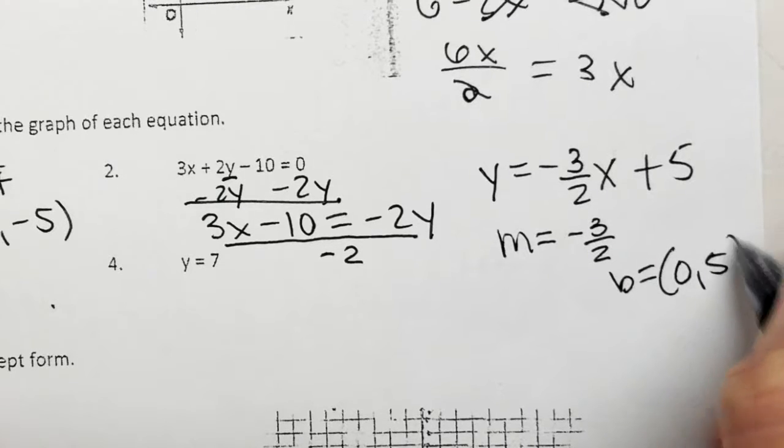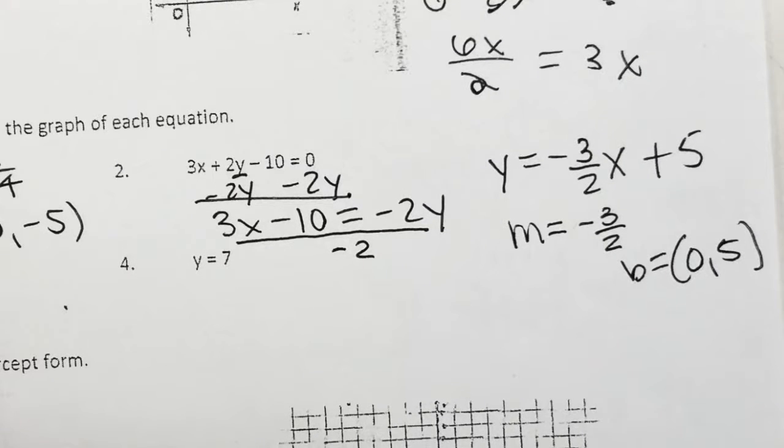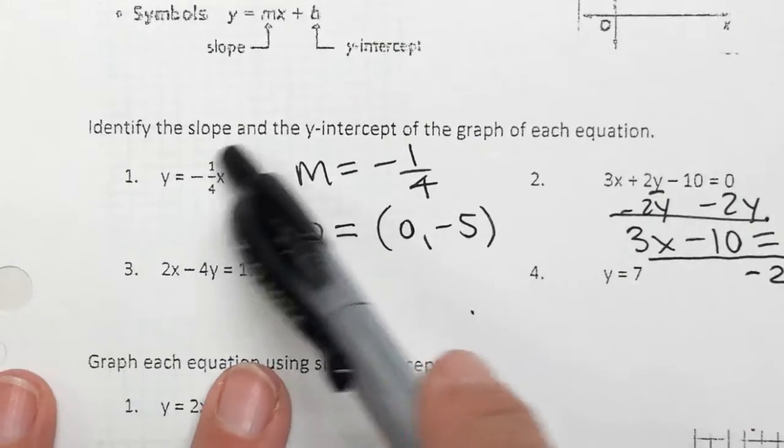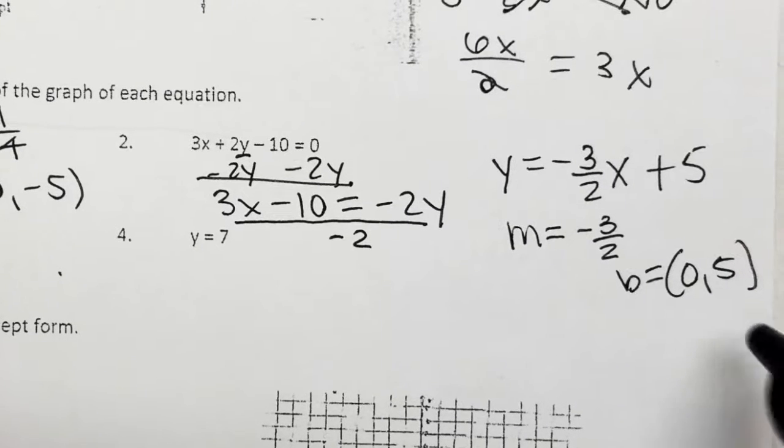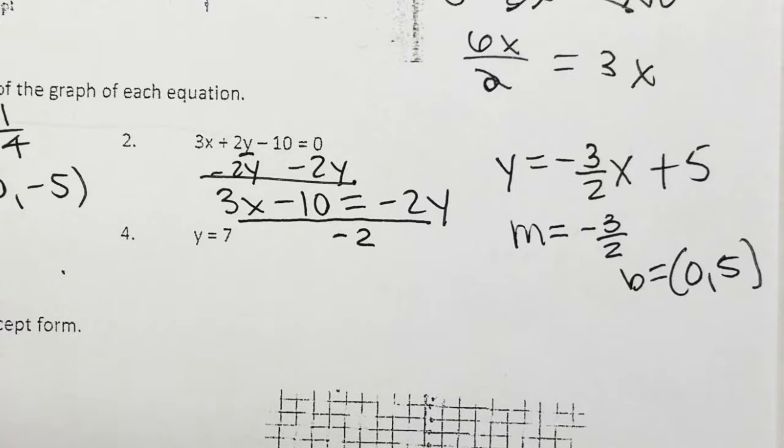0.5. Good. That was a lot of work just to find out what the slope and y-intercept was, right? Because our directions technically don't say we have to put it in slope-intercept form. It just says find the slope and y-intercept of the graph. We could do this a shorter way instead of putting it in slope-intercept form. And I'm going to show you because I like shortcuts. Let me write this over here, this original equation.